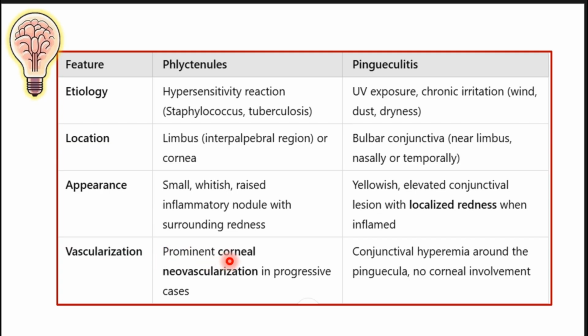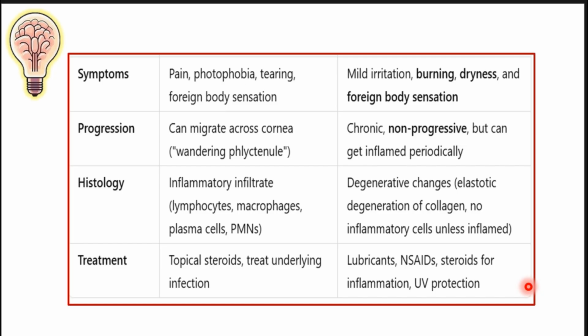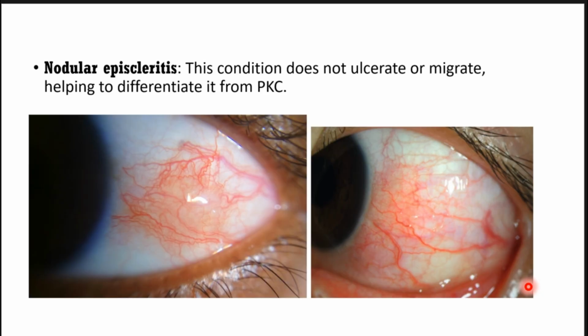About the corneal neovascularization, that is more common in phlyctenule, and here you have mostly the conjunctival hyperemia around the pinguecula without any corneal involvement. All right. The fourth differential diagnosis is that of nodular episcleritis.